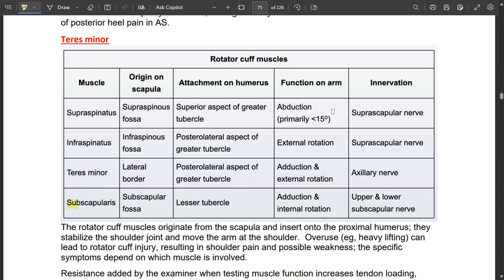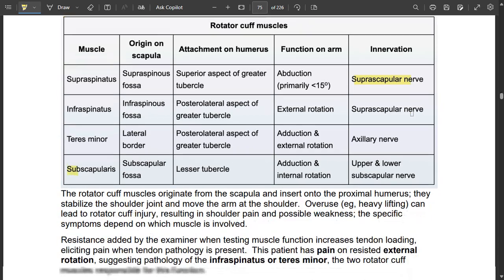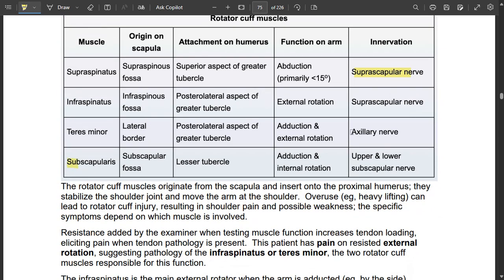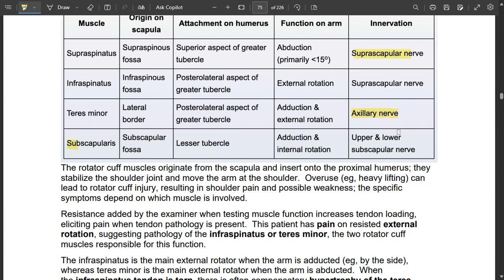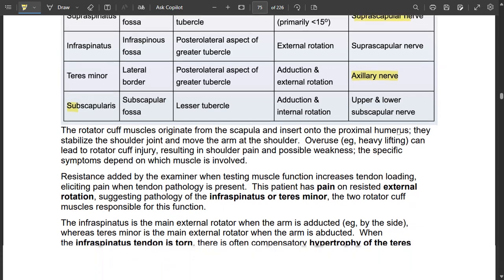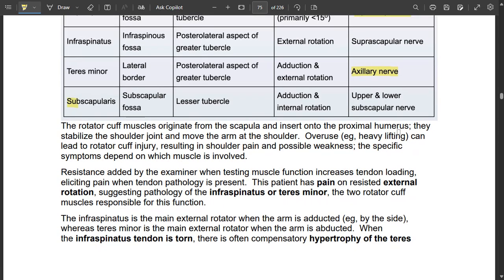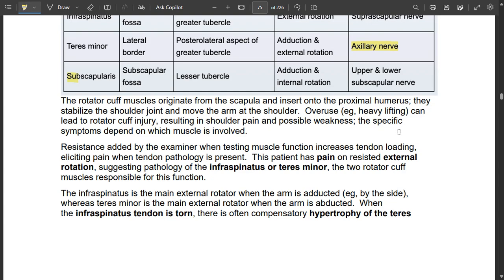So supraspinatus and infraspinatus are supplied by the suprascapular nerve, and teres minor is supplied by the axillary nerve. Subscapularis is supplied by the upper and lower subscapular nerves.